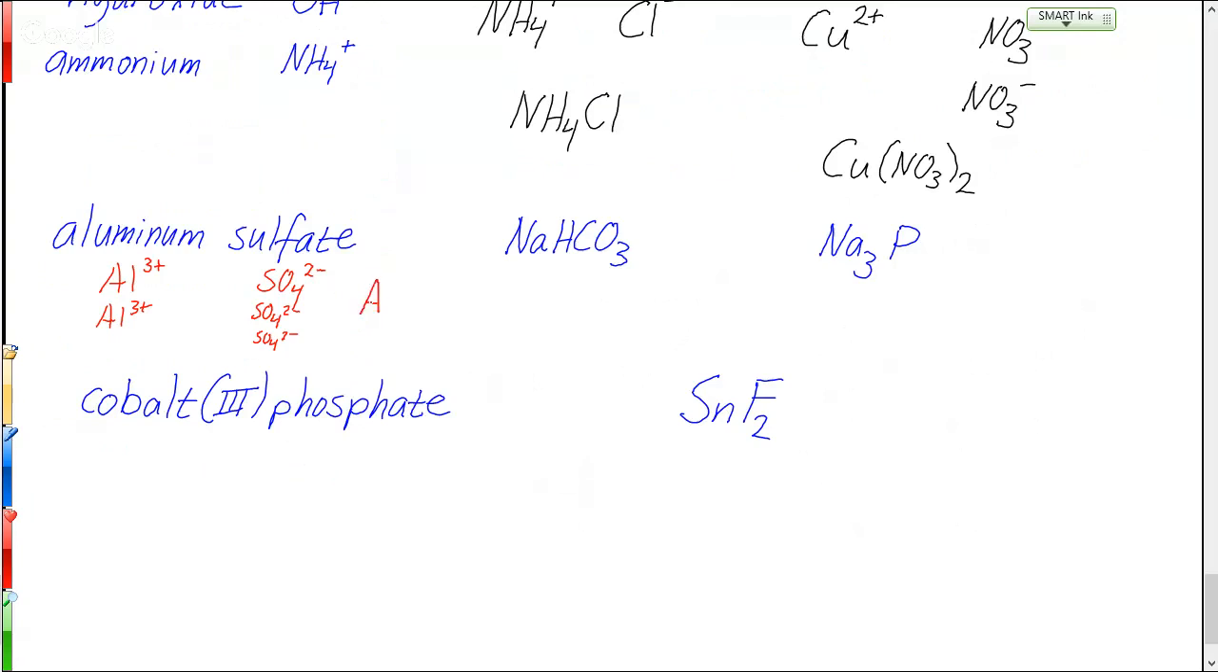And so that final formula will be Al2(SO4)3. 2 aluminums, 3 sulfates, so that we have 6+ and 6- overall.